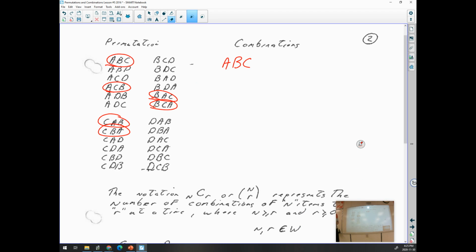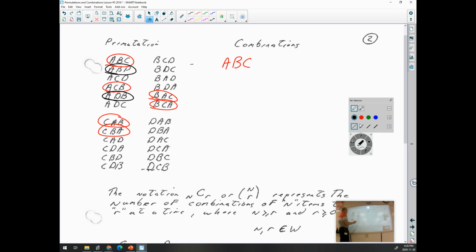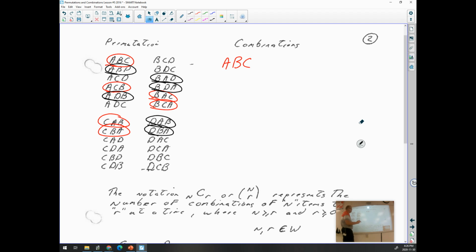Now I'm going to see if I can change color. Then we have ABD. There's ABD, ADB, BDA, BAD, DAB, and DBA. Those all reduce down to the group ABD.